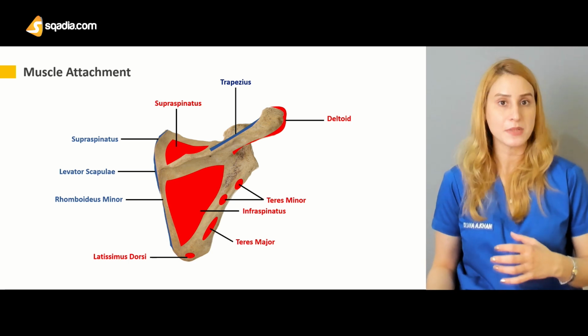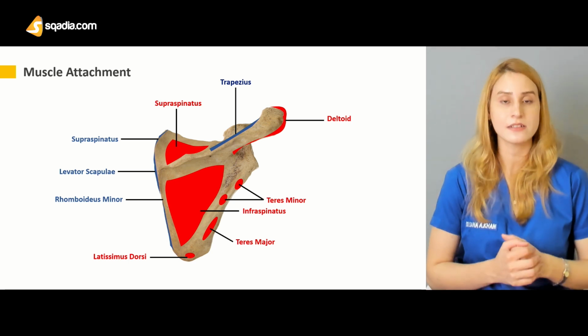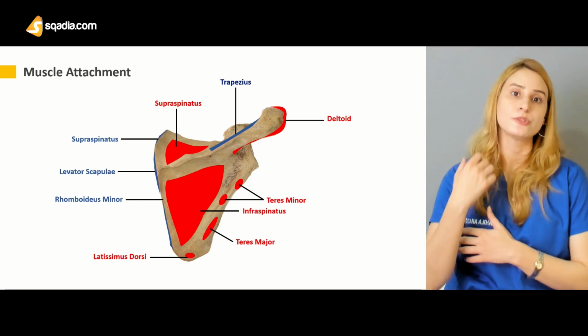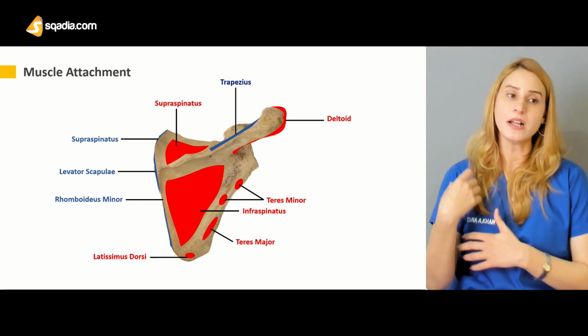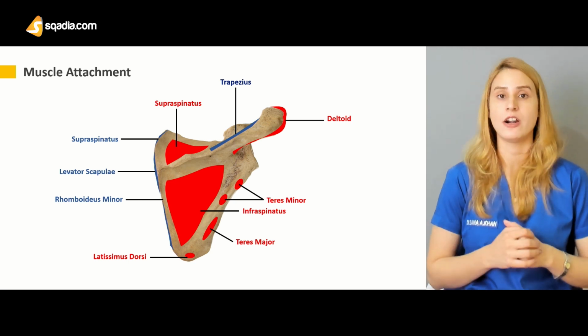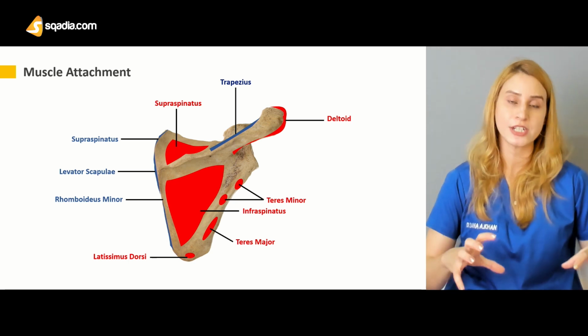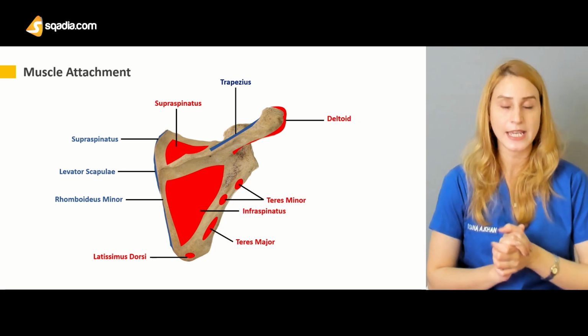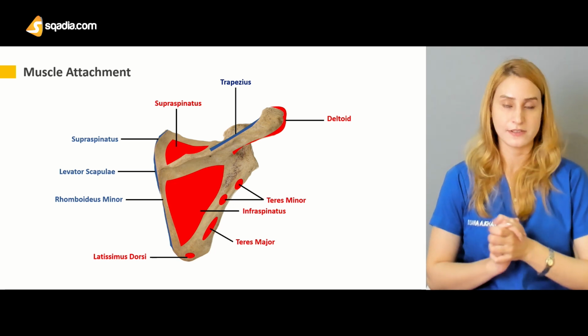Then you have the extrinsic muscles. We talk about the coracobrachialis, we talk about the bicep, we talk about the deltoid. They're responsible for the abduction and the flexion movements of the arm, and they're also attaching to the different parts of the scapula. So they're the extrinsic muscles.